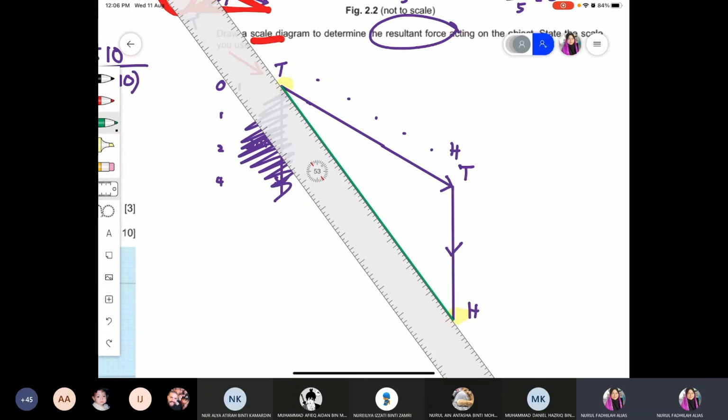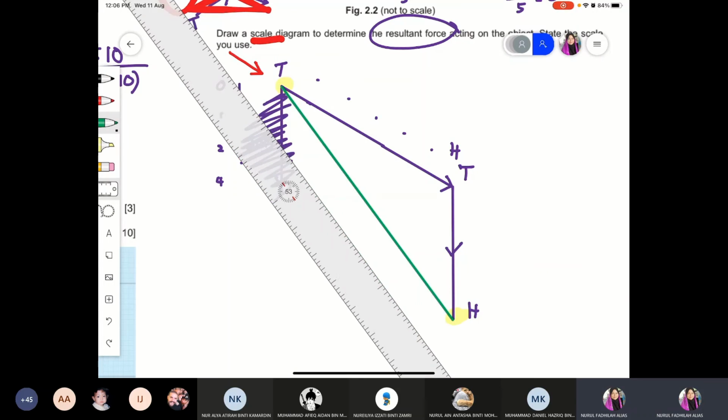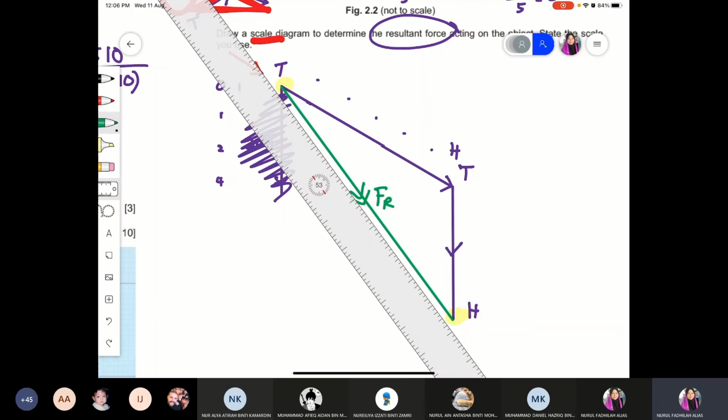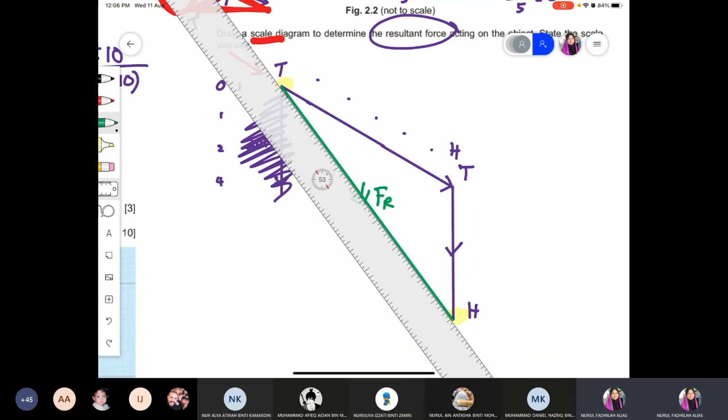Okay, so how do you get its value? You have to measure with a ruler. First, this one is the resultant force, FR. And then you measure with the ruler. Okay, I got this. I don't know if it's correct because I'm using a virtual ruler. 1, 2, 3, 4, 5, 6, 7, 8 point something. Is that right, you all? That is in cm.